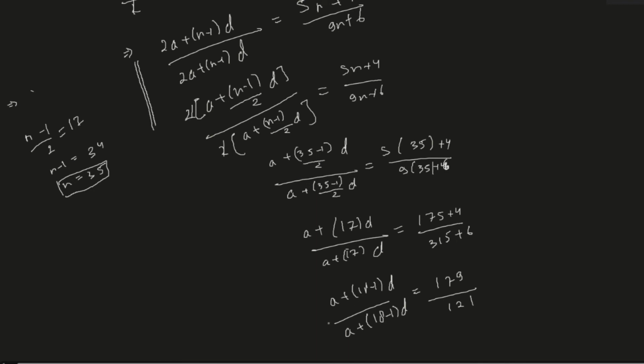So what we get here is a18 upon a18. Let's suppose these are a1 and a2. The 18th term of the first AP and the 18th term of the second AP are in the ratio 179 upon 321. This will be the answer. Thanks.